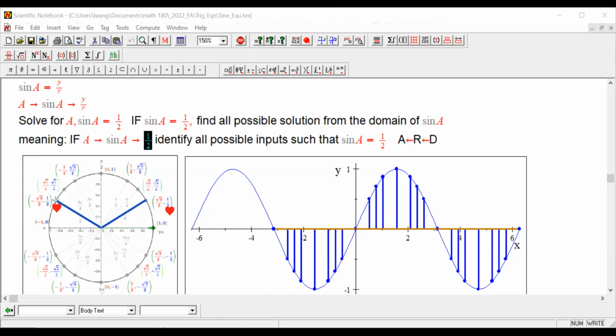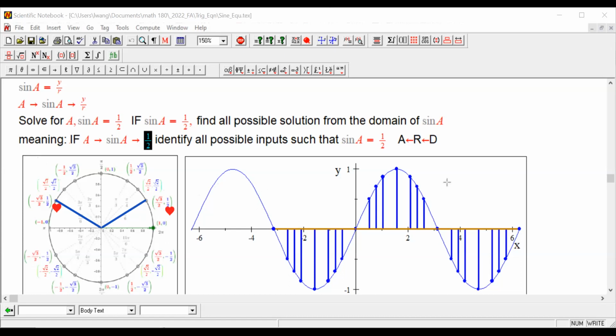They both have reference angles, which are the same. That's the R used from DRA. So any angle that terminates on either one of these two terminals will make the sine of that angle equal to half. It looks like we're going to have an infinite number of solutions.